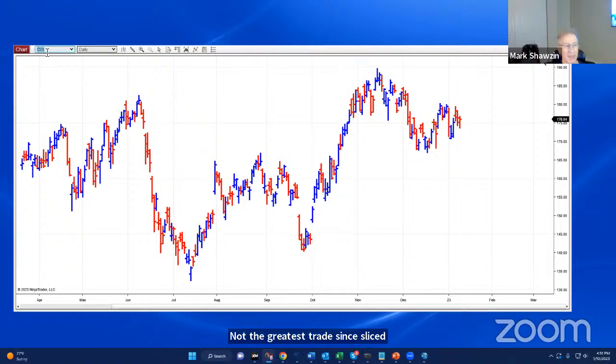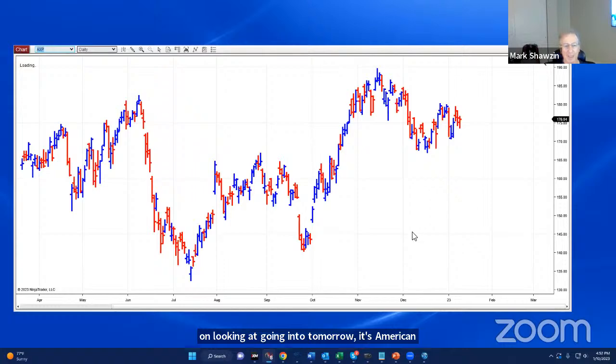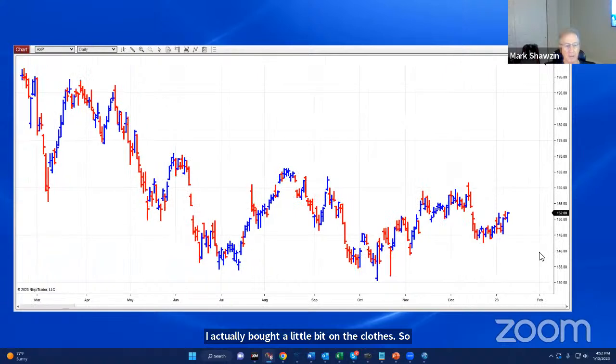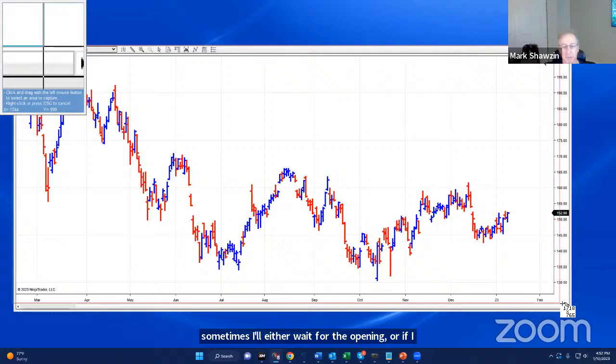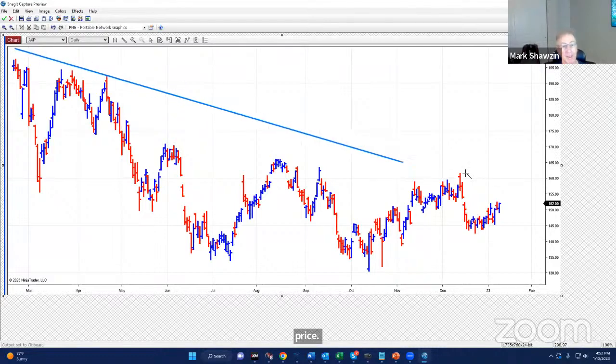So the trade I'm looking at going into tomorrow is American Express. I actually bought a little bit on the close. Sometimes I'll either wait for the opening, or if I think that there's going to be some follow through, I'll just buy some on the close. But it's all, again, based on price. Now, American Express, when we look at this, it's in a downtrend.